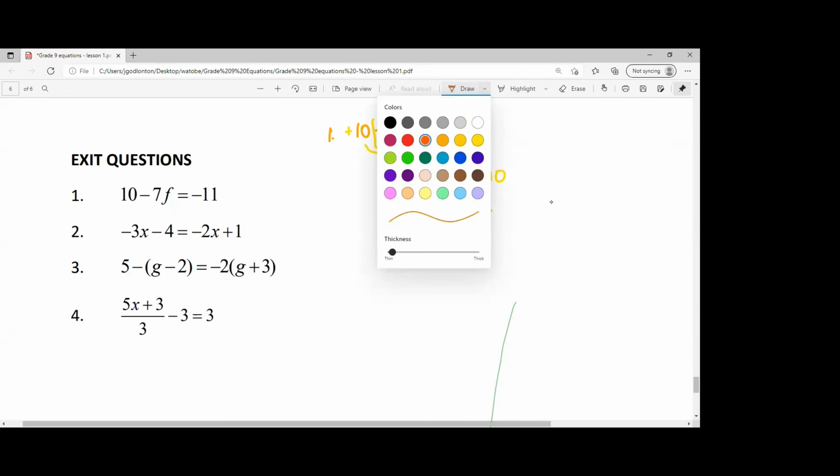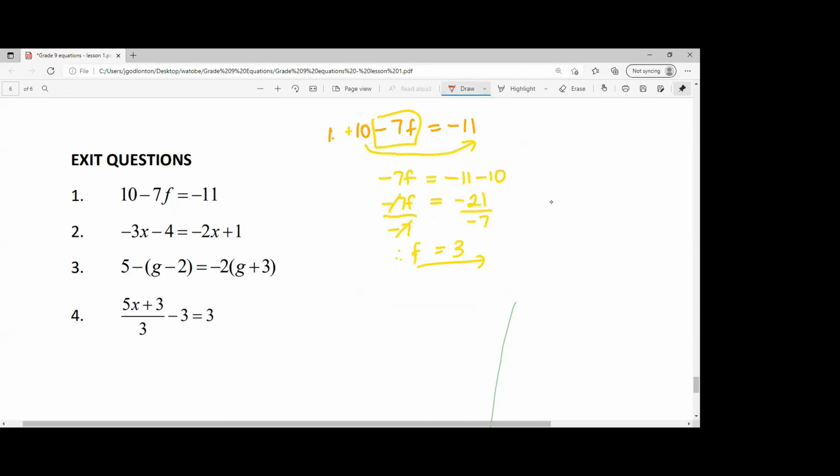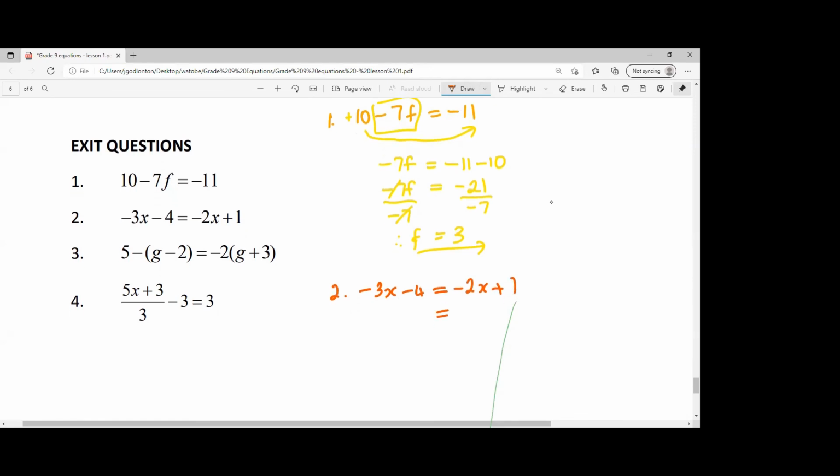All right. Well done for trying. Okay, let's have a look at 2. So for 2, we have negative 3x minus 4 equals negative 2x plus 1. I'm just going to go over these quickly, guys, because our time is running out. So I'm going to move this 3x onto that side and the 1 onto this side. And I'll have negative 4 minus 1 equals negative 2x plus 3x. So I have a single x equals negative 5. Okay.